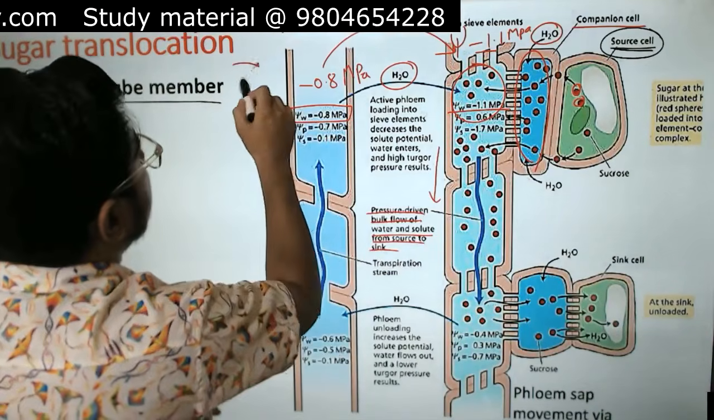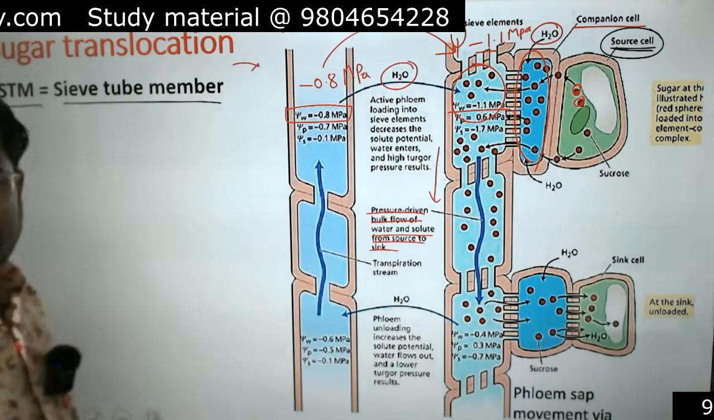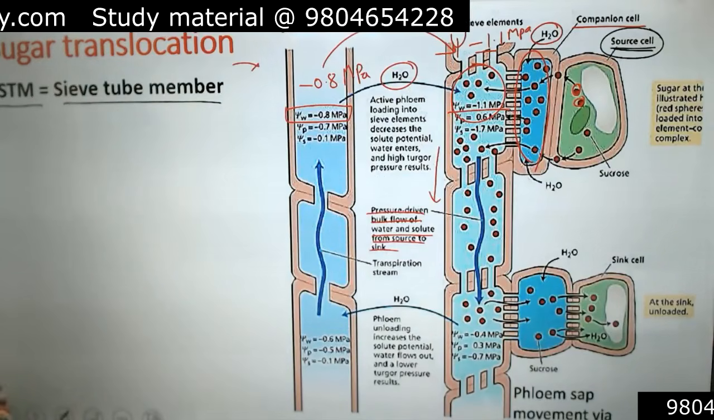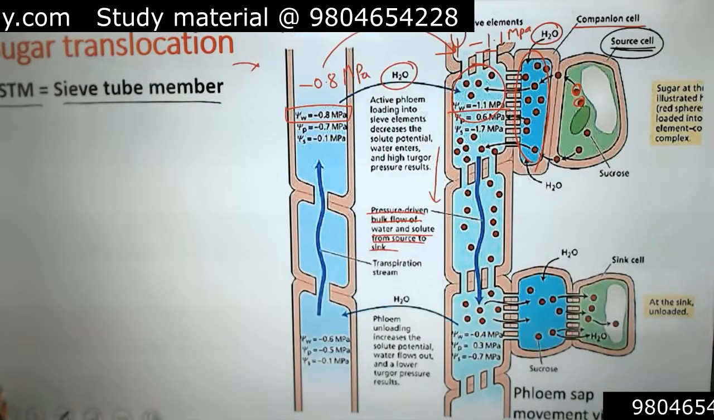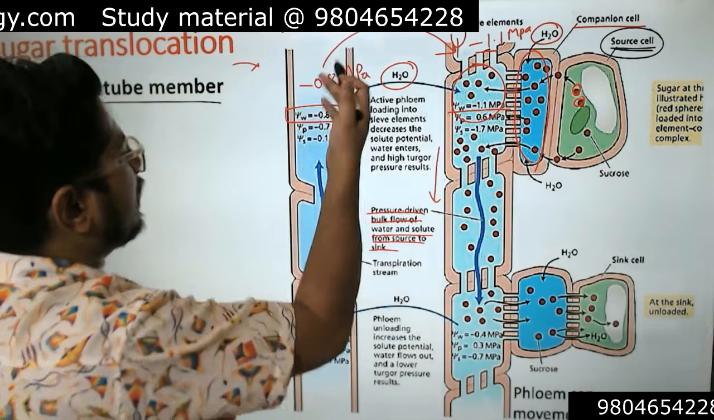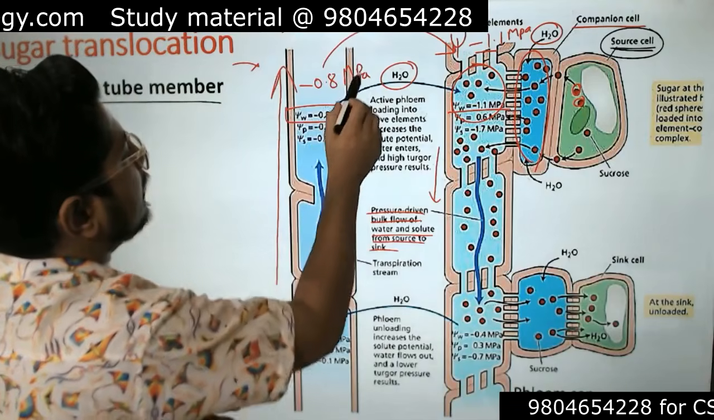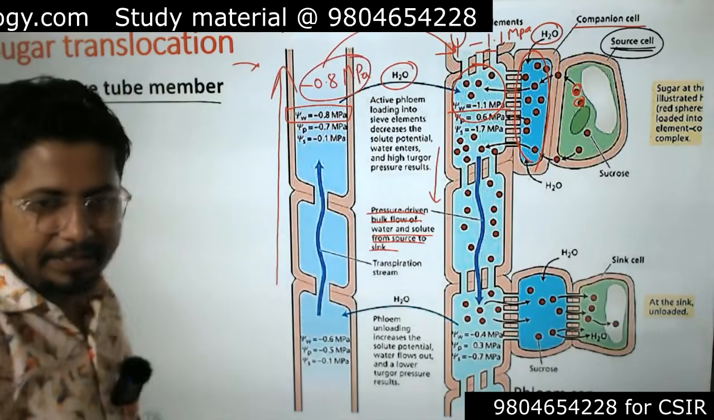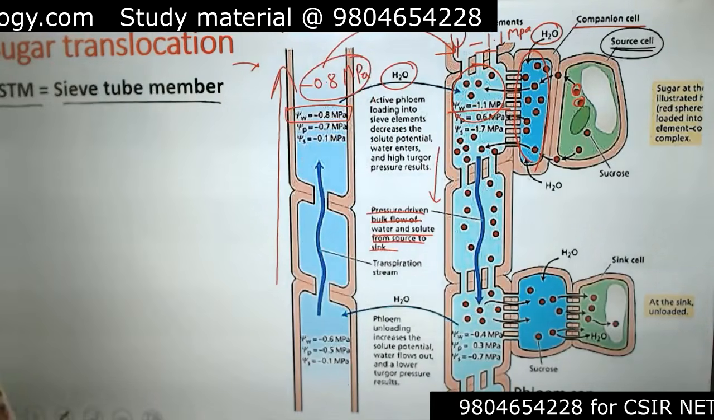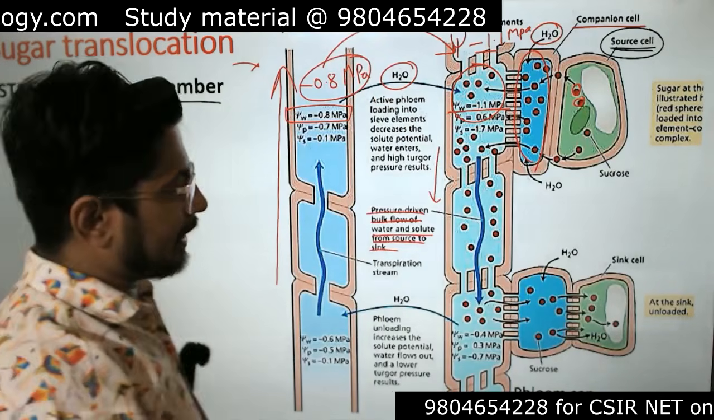So transpiration indirectly is helping to transport sugar through the plant cells, right? Transpiration indirectly is helping because without transpiration, there is no movement of water. Without movement of water, this water potential balance cannot be created. Without this water potential balance, sugar translocation can be inhibited.